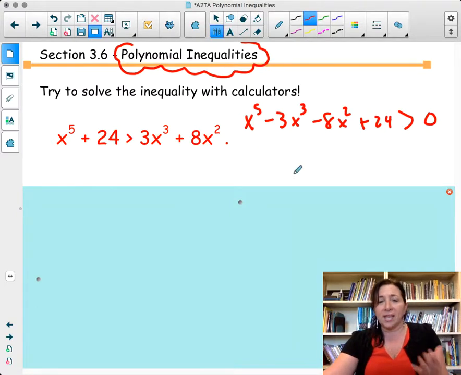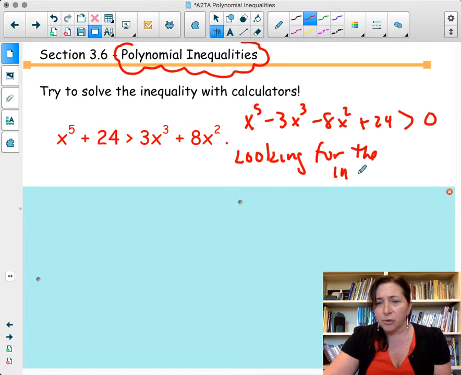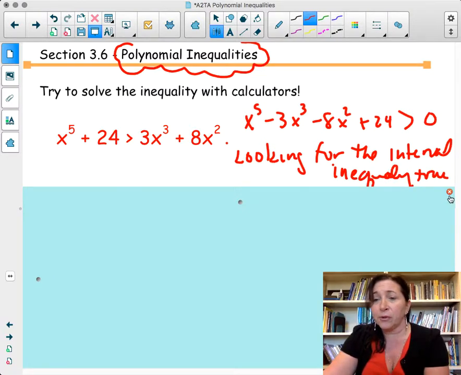So they want the interval. They're looking for the interval that makes the equation true, or the inequality true. That's what they're looking for.